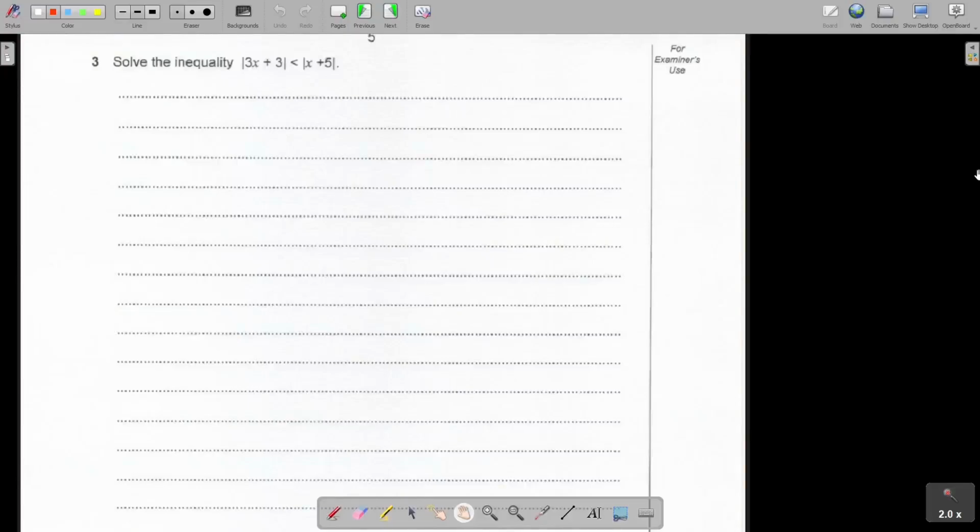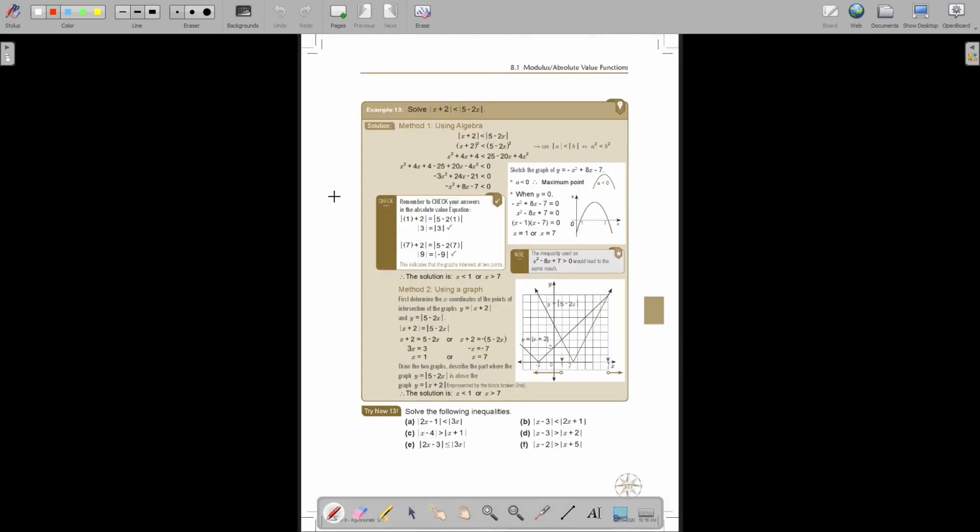Let's start with question number 3. Solve the inequality. Do you see it has absolute values? But again, I first want to take you back to the textbook. I'm taking you to chapter 8, algebra, and the page I'm taking you to, let's just go.